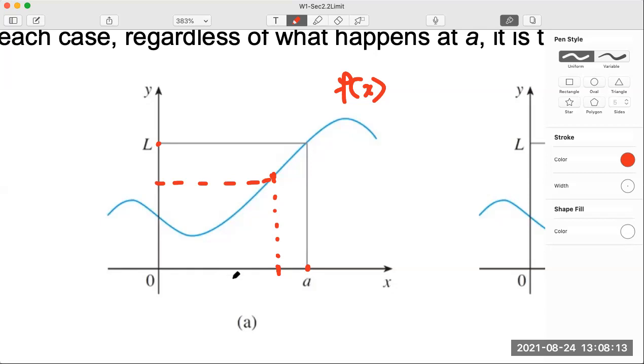We see that if x0 approaches a here, then this value right here, f of x0, will approach L from below. Okay, I go this way. Seems to be good? And how about if x approaches a from the right-hand side?